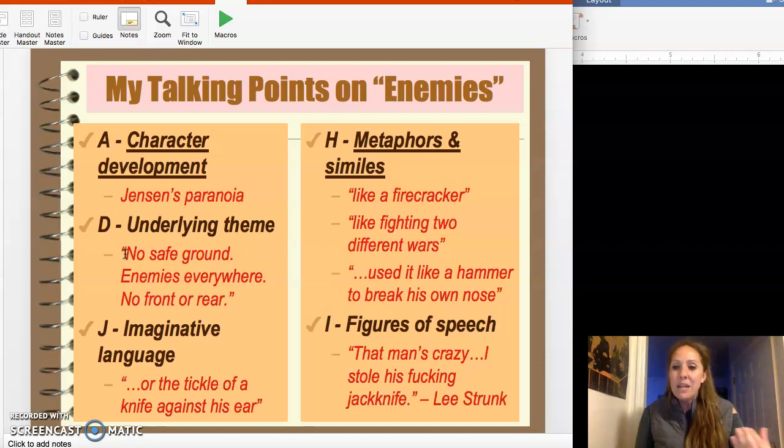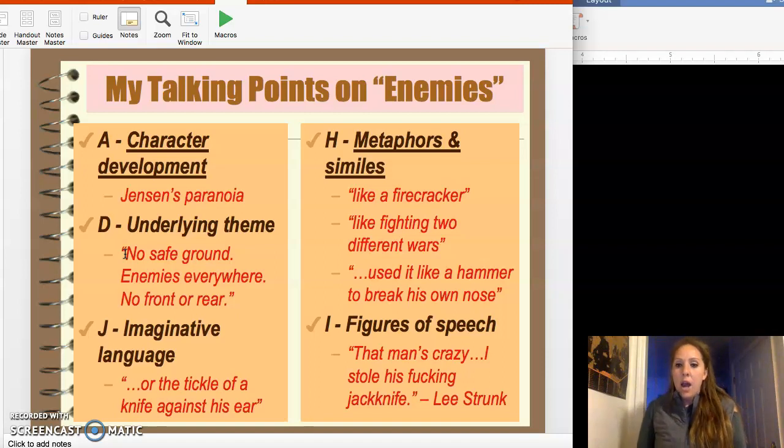So it was this great line that makes us really feel how freaked out we would be to feel the tip of a knife blade just touching and coasting against our ear, right? As if someone's going to kill us in moments, but they're torturing you or teasing you with it. So I love that type of language that he uses there to really help us understand the fear that Dave Jensen has.